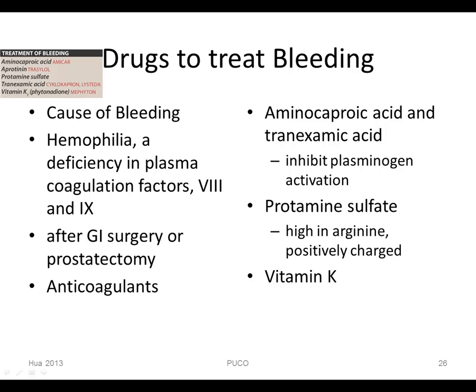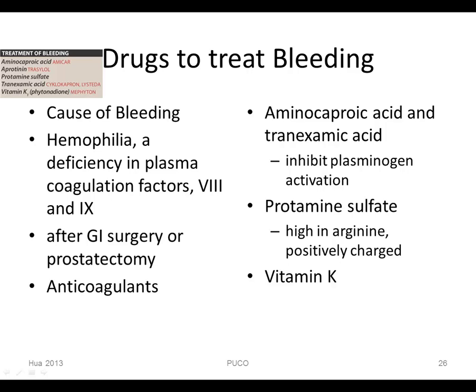A fibrinolytic state can be controlled by administration of aminocaproic acid and tranexamic acid. Both agents are synthetic, orally active, and excreted in the urine, and they inhibit plasminogen activator. Tranexamic acid is 10 times more potent than aminocaproic acid. A potential side effect is intravascular thrombosis.